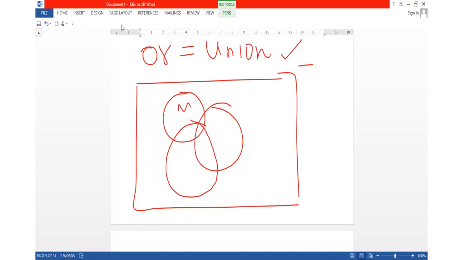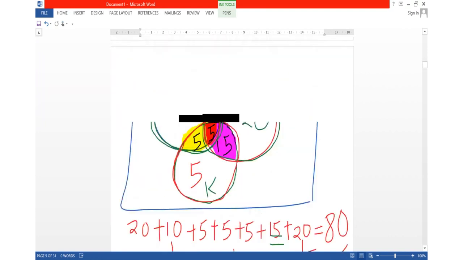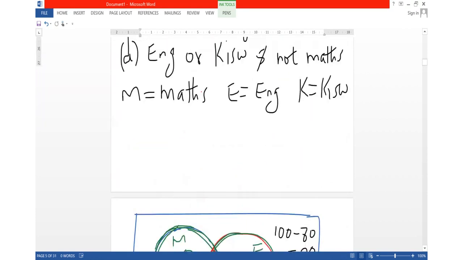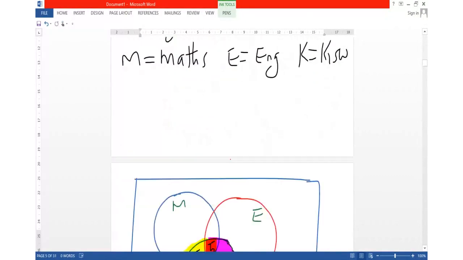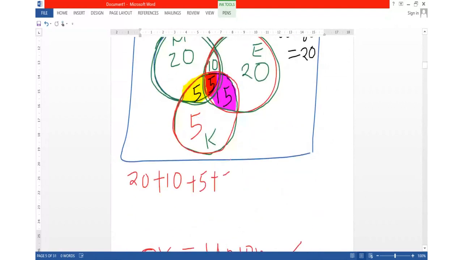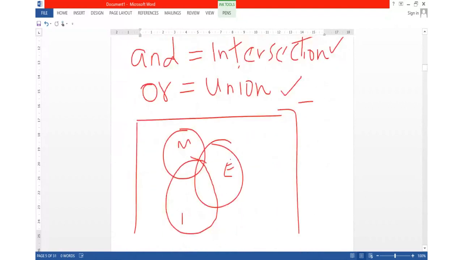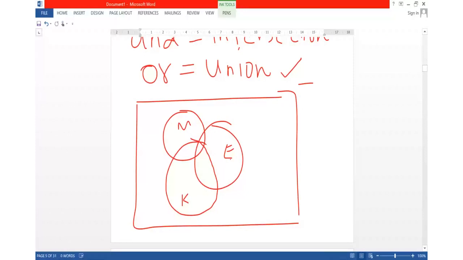So this one was the English, and this one was the Kiswahili. We are being asked to shade, because the shading is very important, so that it will be easier: English or Kiswahili, so that is the union, and not maths. So we come here, first of all, we shade English or Kiswahili. When you come to the shading, you remember for the union you shade everything. So it will be the whole of this one.